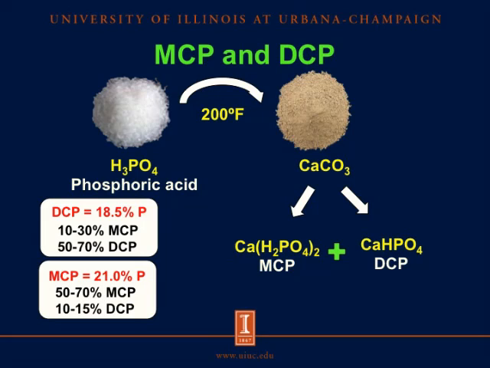But if we want more phosphorus in the final product, then we have to add more phosphoric acid. And if we obtain about 21% phosphorus, we call it MCP. And as you can see, it contains more MCP than DCP.